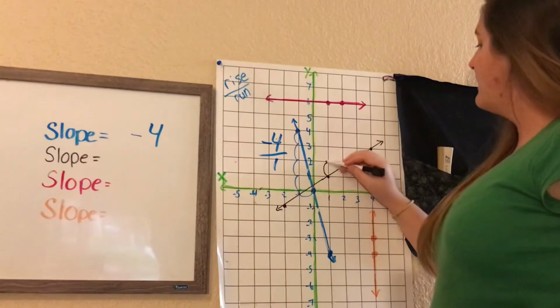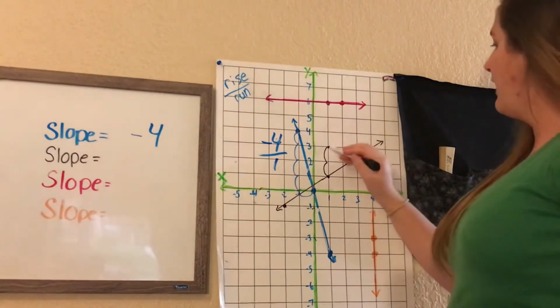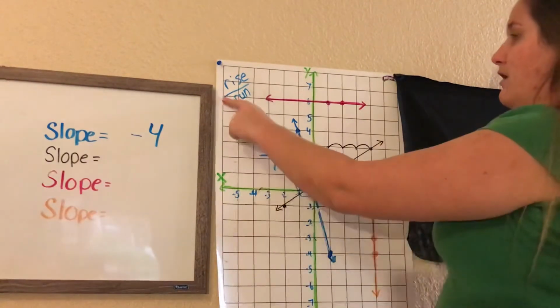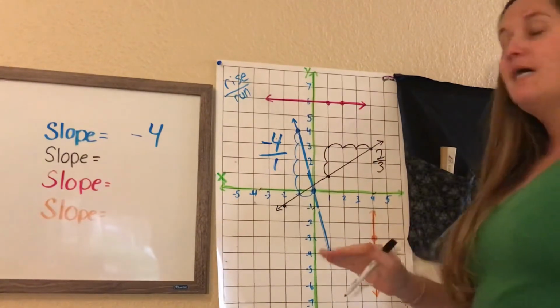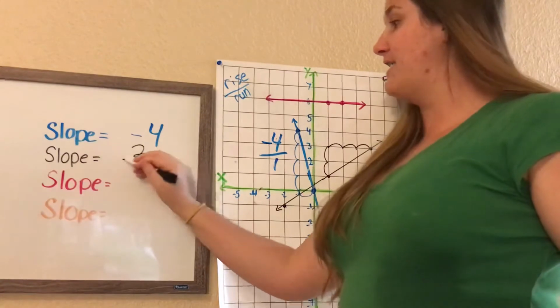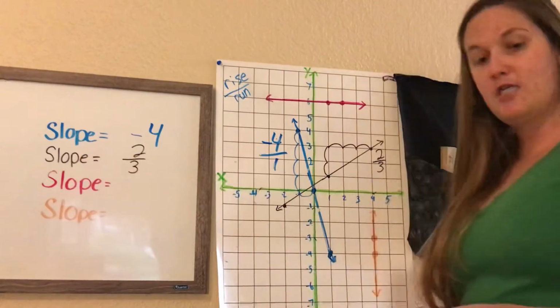So it rises up 2, and I run over 3 times. So my slope there should be 2/3. This cannot be simplified or written as an integer. Leave it as a fraction, that's okay.